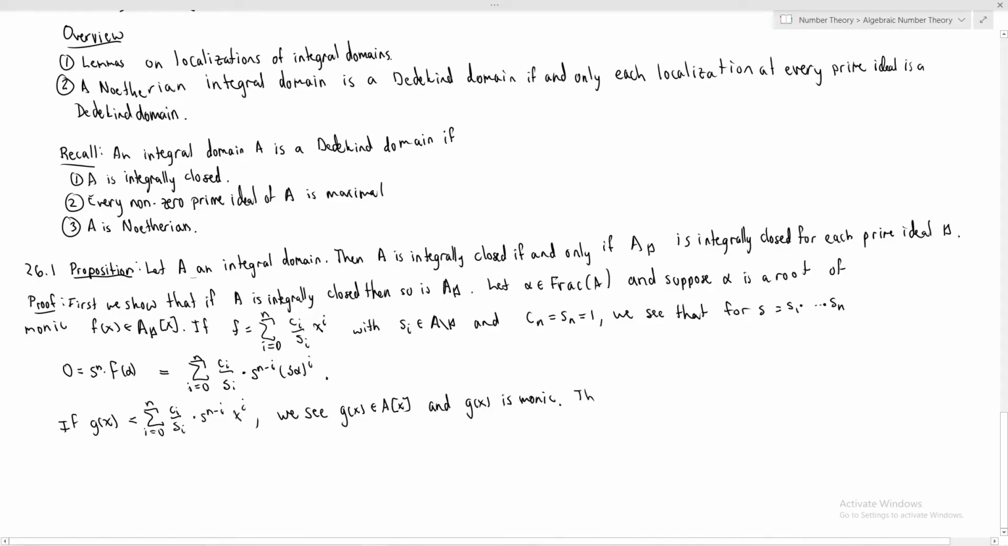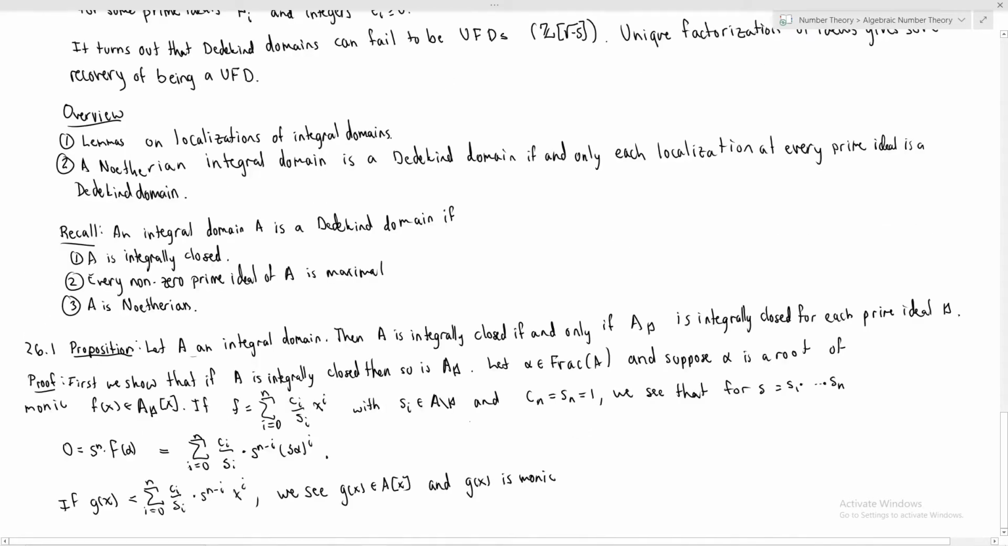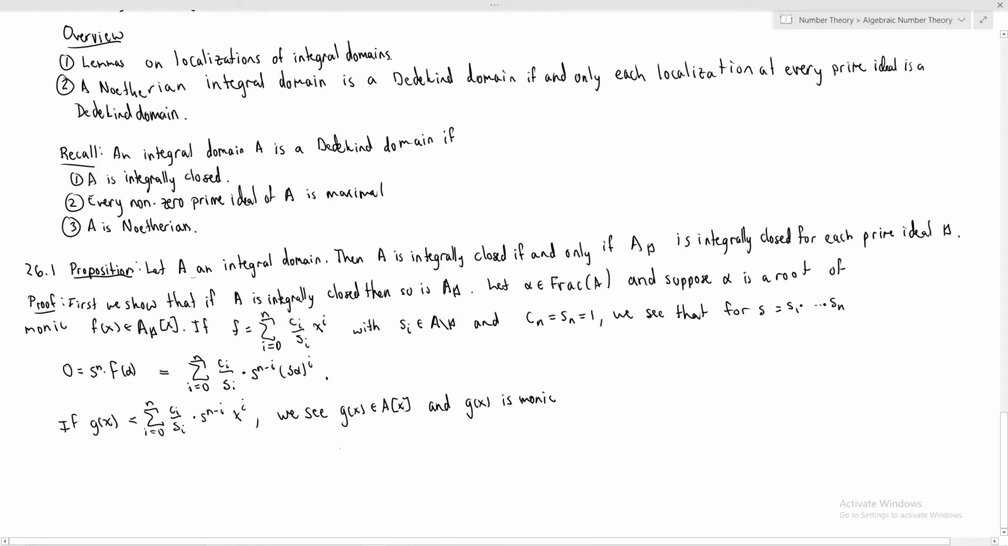Thus, what do we see? g of x is monic, g of x lives in A[x], and g of s alpha equals 0. Hence, s alpha is in A, and alpha, which equals s alpha over s, is in A localized at P.